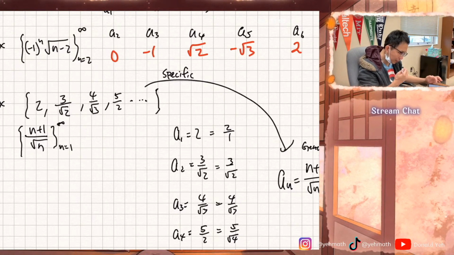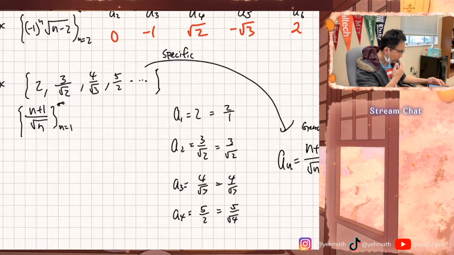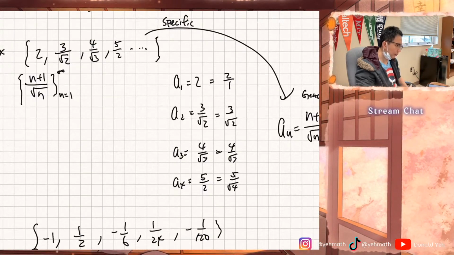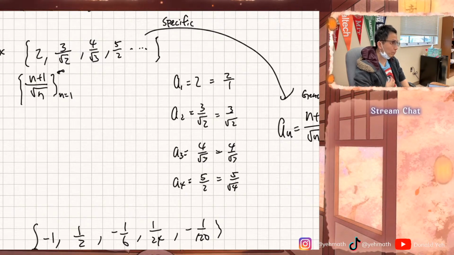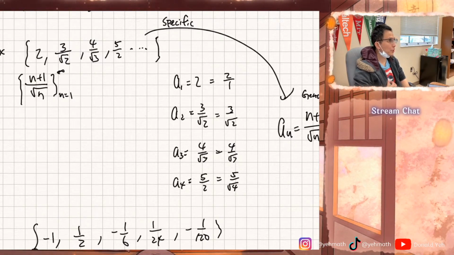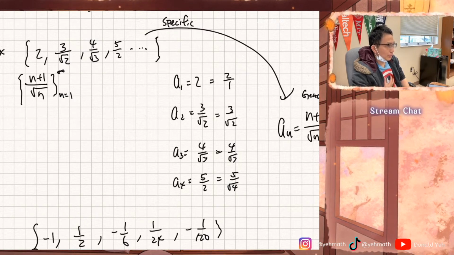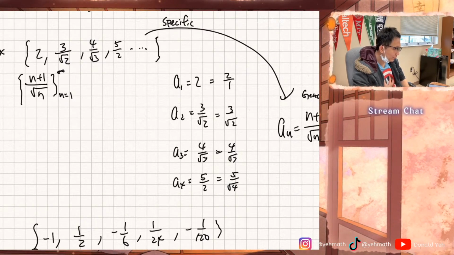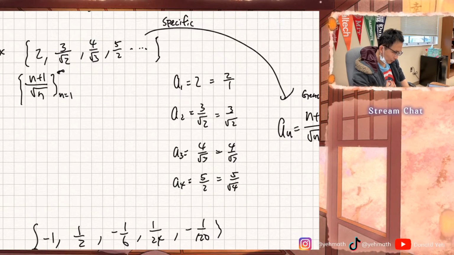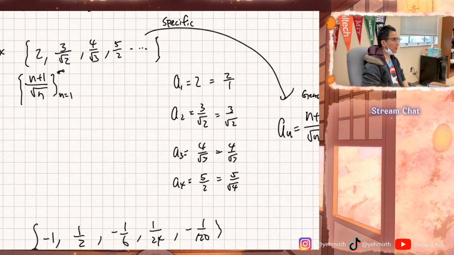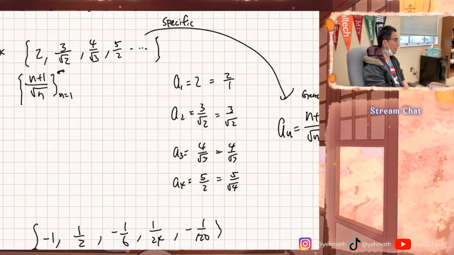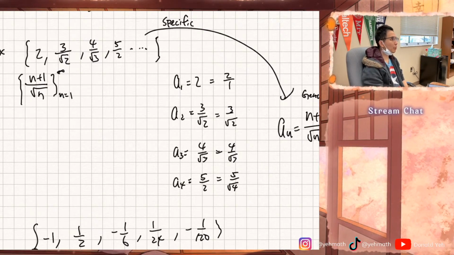Okay, so the next pattern is going to look like this one. Connor, don't shout your answer. You can whisper to Bobby. What is that on the bottom? -1, 1 over 2, -1 over 6, 1 over 24. This one is different. This one's not like the one that you've seen before. And you might need to learn a new notation.